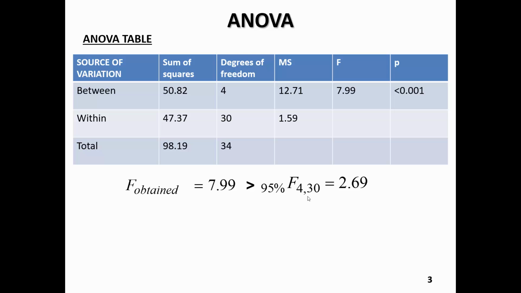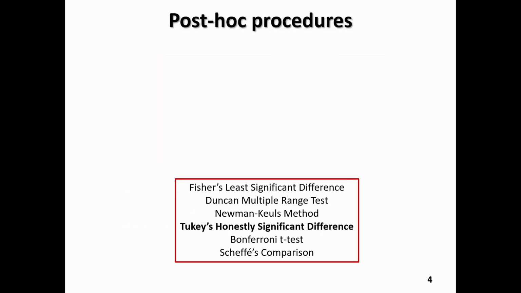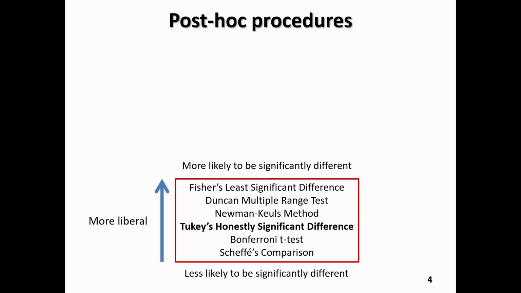And we compared that with the critical F value for the associated degrees of freedom at the nominal type 1 error rate of 5%, or the 95% confidence level. And that critical value from the statistical table was 2.69. So we rejected the null hypothesis, indicating that there is a difference between the different athletes, but we don't know exactly which group were different from which group. And so that's where the post hoc procedures are important.